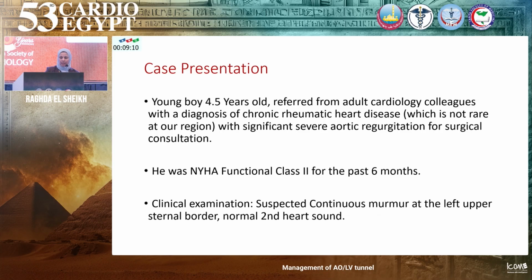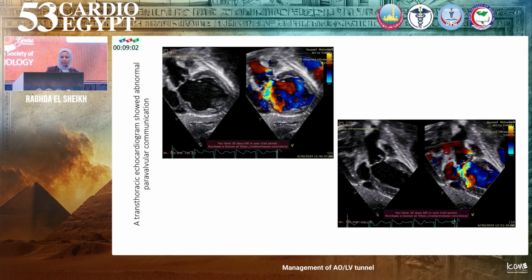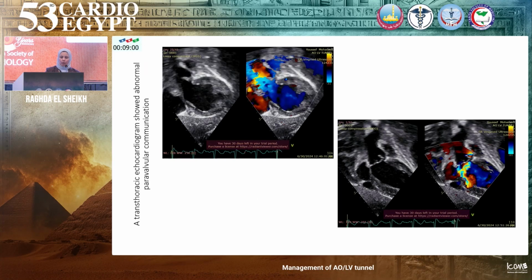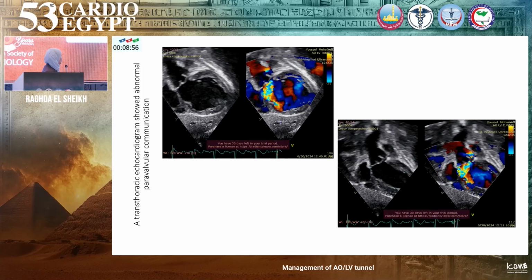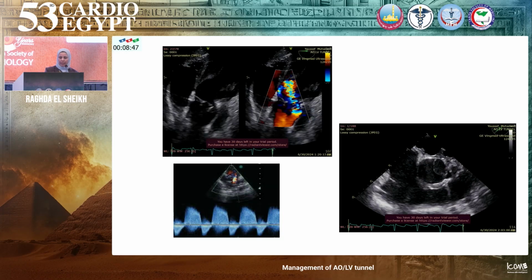He was NYHA classification class 2 in the past 6 months. By clinical exam, there is a continuous murmur at the left sternal border, normal second heart sound. We can appreciate by the echocardiography that it is not true aortic valve incompetence. Here the color flow comes from beside the aortic valve. It's not from a valvular aspect.